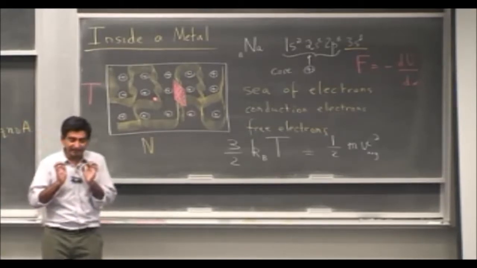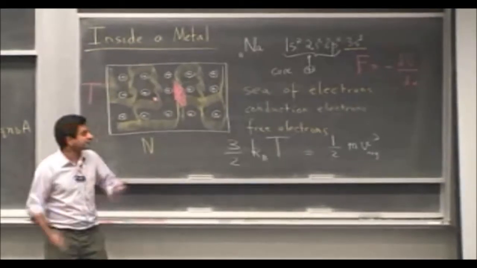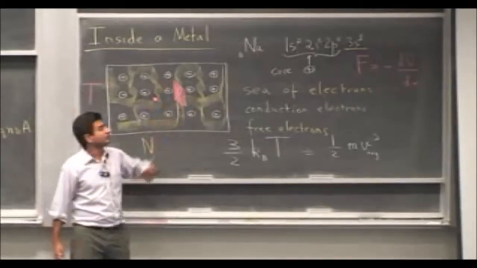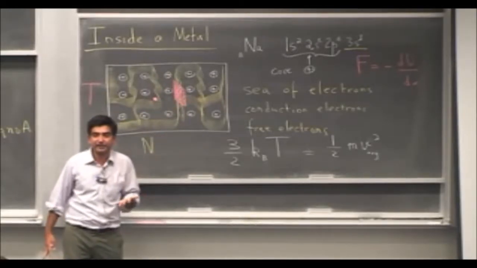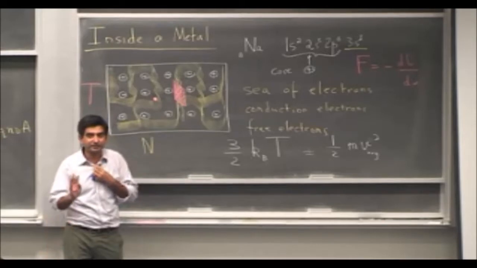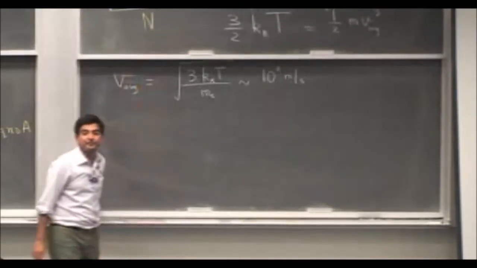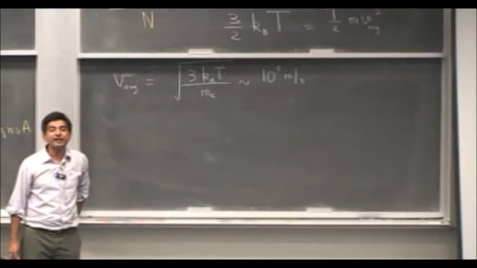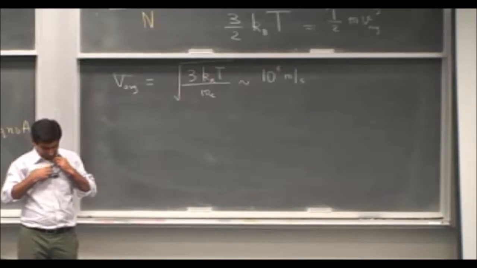Because in currents, you have to talk about the total net charge that crosses a unit area per unit time. And that's zero in this case, because the velocities are pointing in random directions. So even though these velocities are really high, they don't form a current.